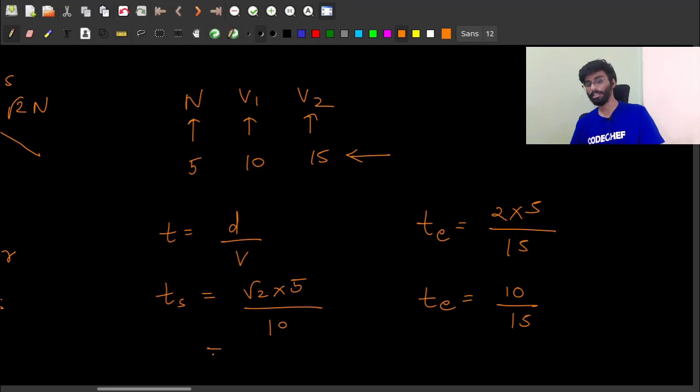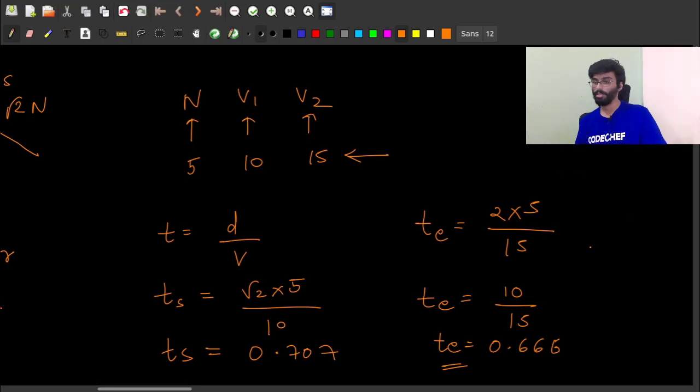Calculating this, we get TS as 0.707 and TE as 0.666. Clearly the time for elevator is less than the time for stairs, so in this case we will output elevator.